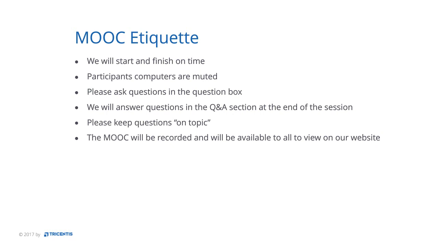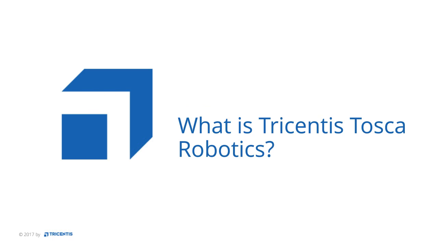Okay, thank you, Jonathan, for the nice introduction. So what is Tricentis Tosca robotics? Basically, what we're doing here, we automate everyday tasks with Tricentis Tosca. So we build test cases, automated test cases like you all know and love them, but without verification points.